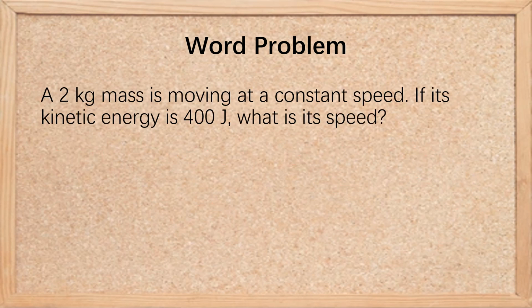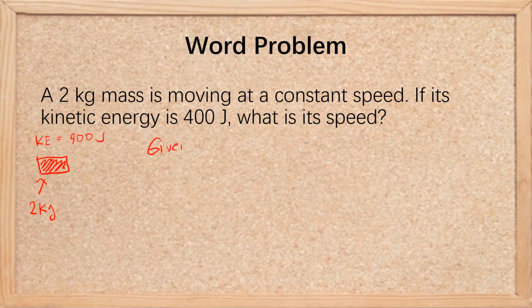The next word problem is: a 2 kilogram mass is moving at a constant speed. If its kinetic energy is 400 joules, what is its speed? So this time we're asked to solve for speed. If this is the object that is moving at a constant speed, it does not change its speed. So if it's running at 10 meters per second, then it is moving at 10 meters per second. So the mass is 2 kilograms, and its kinetic energy is 400 joules.